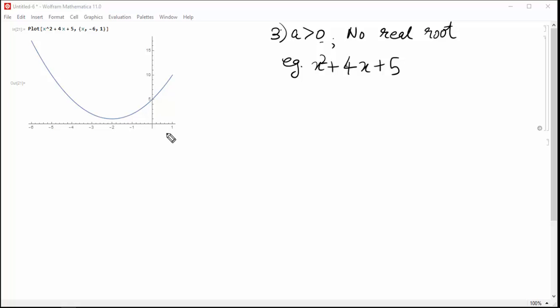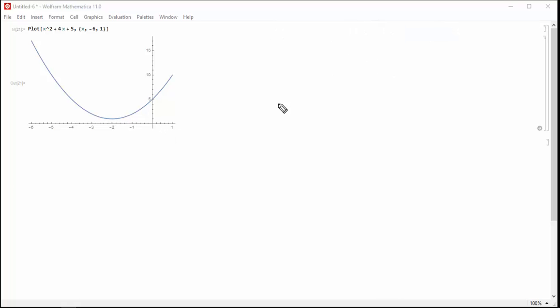That is, there is no real root to this equation. So we have so far covered three types of graphs of the quadratic equations. In all of three, a was greater than 0. Hence, the shape was an upward opening parabola. In first case, it cut the x-axis in 2 points. In second case, it cut the x-axis in 1 point. Rather, it just touched the x-axis at 1 point. And in the third case, like this one, it does not cross the x-axis.